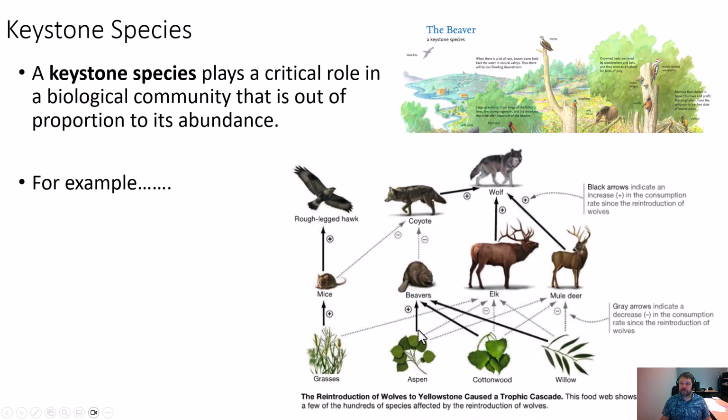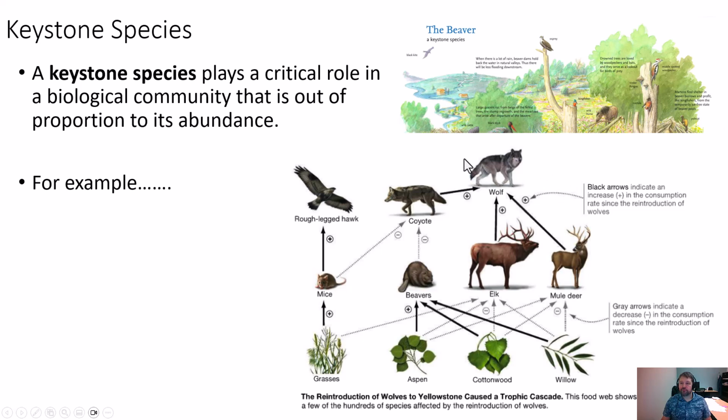Okay. Now let's look at a top-down. All right, so this is a top-down apex predator. Okay, classic example from Yellowstone. We removed wolves in Yellowstone in the early 1900s, and the ecosystem changed greatly.